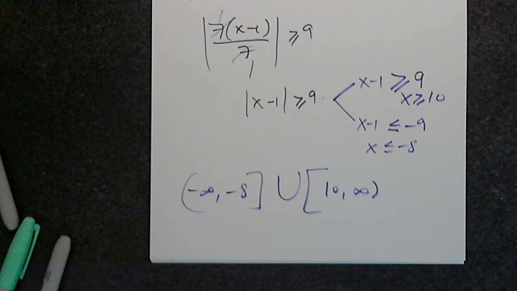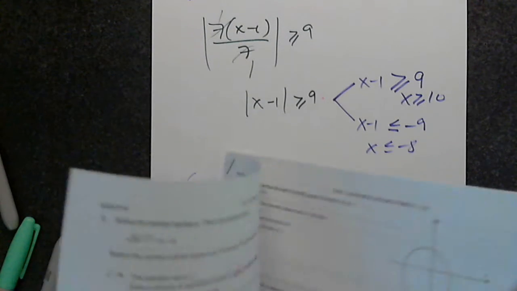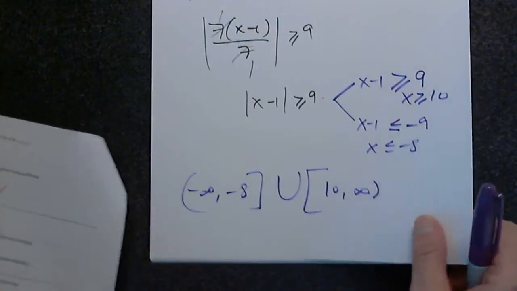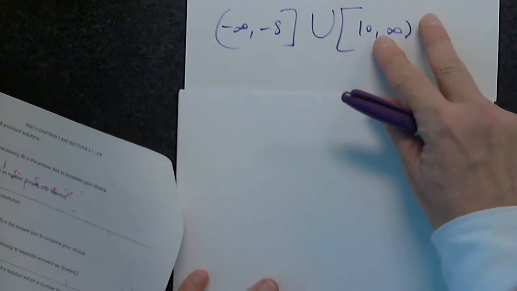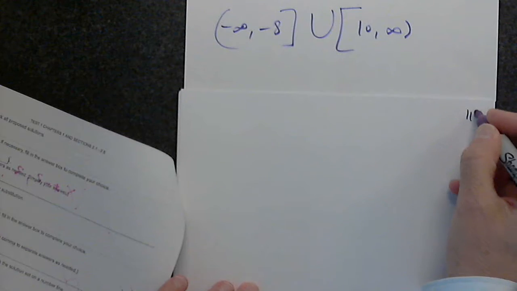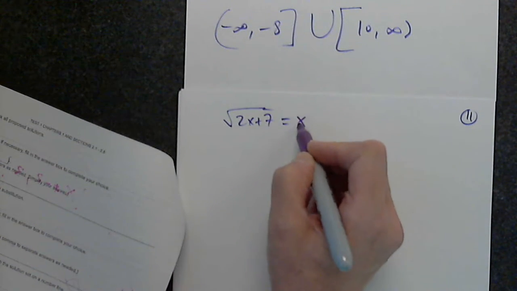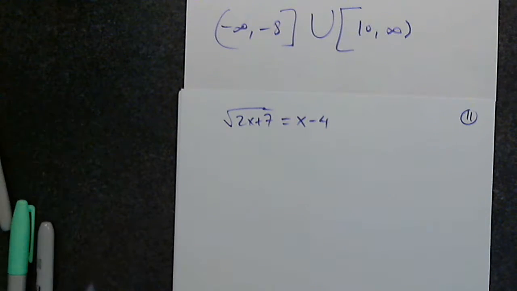Say it again. Yes, of course. Number 5. Let's do number 5. The square root of 2x plus 7 equals x minus 4. What type of equation is it?